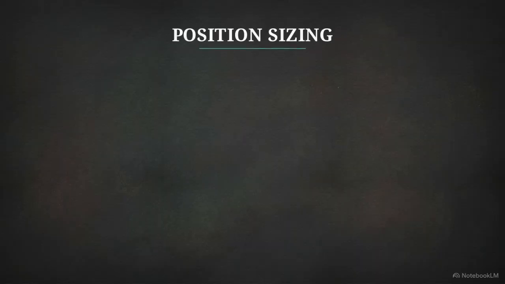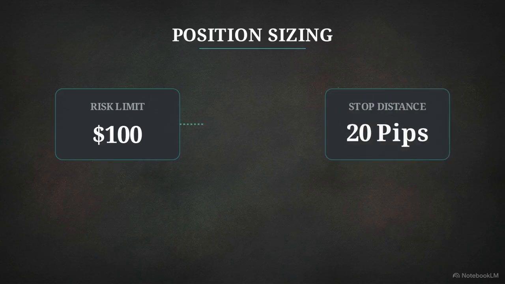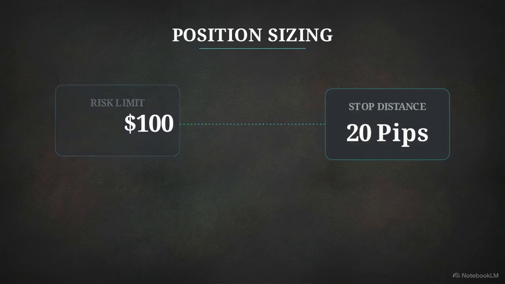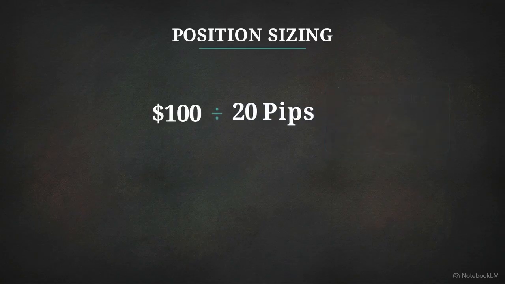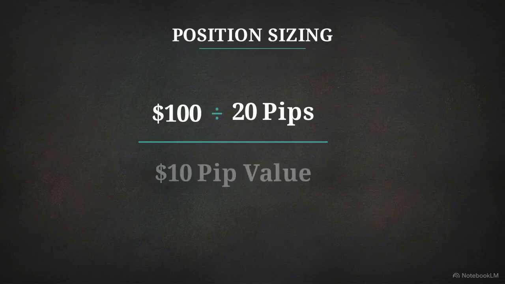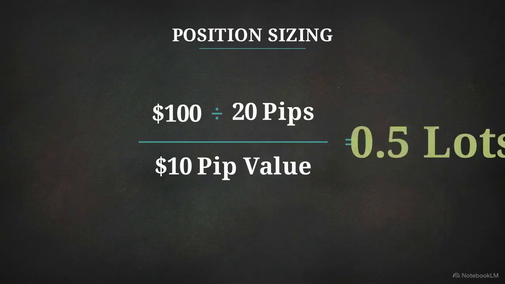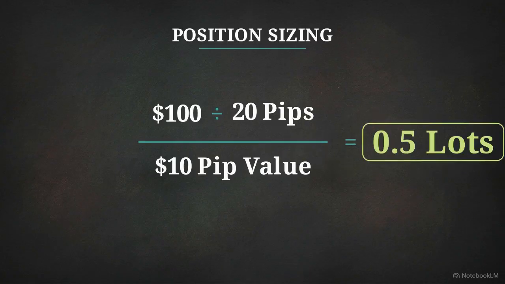Step 3 uses a specific formula to bridge your $100 risk limit with that 20 pip distance on the chart. First, divide your absolute risk of $100 by your stop-loss distance of 20 pips. Then divide that result by the pip value for the asset, which for the euro is $10. This reveals the exact unit size needed for this trade, 0.5 lots.